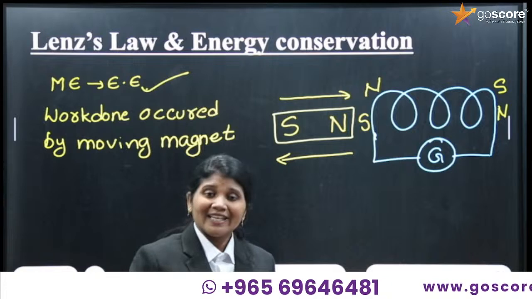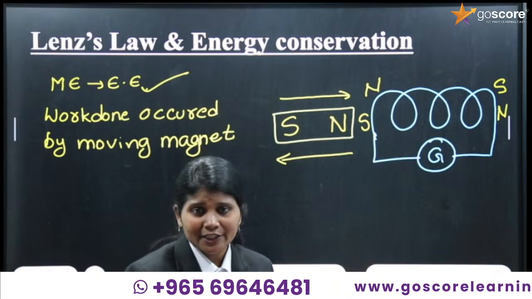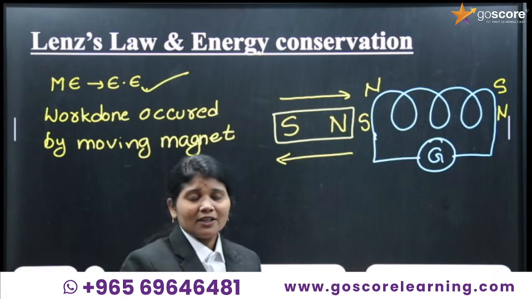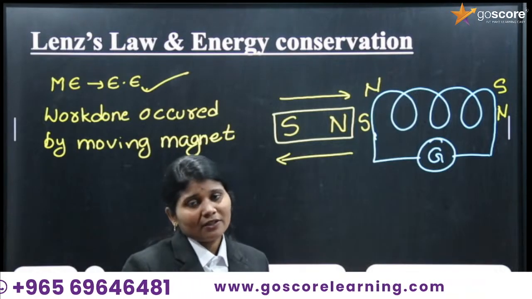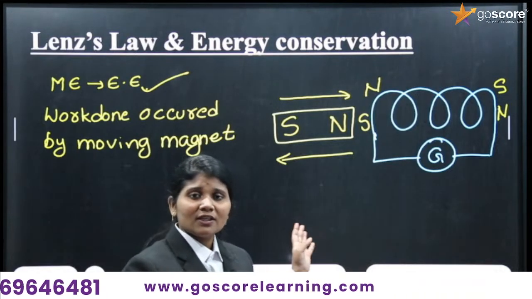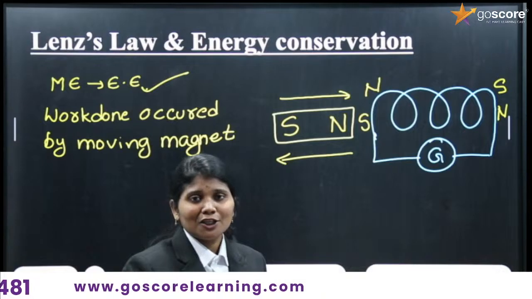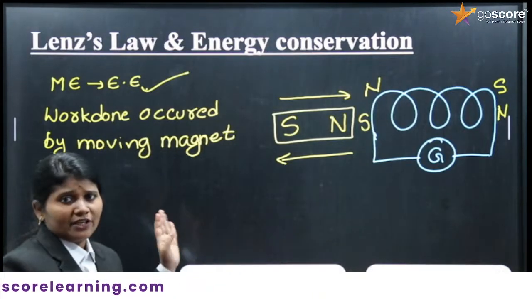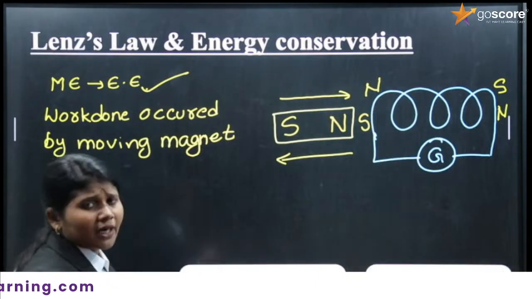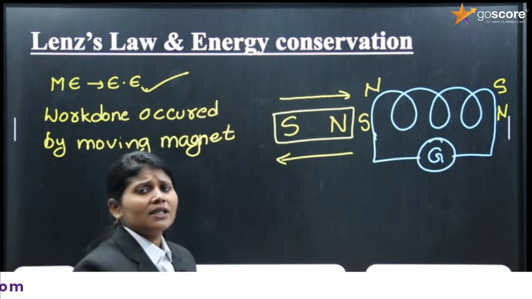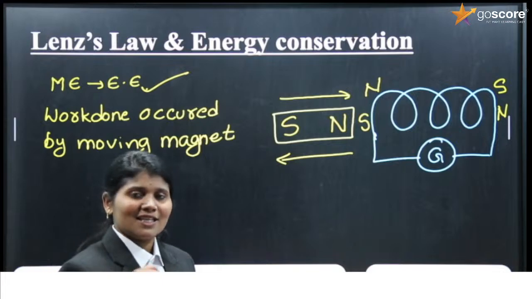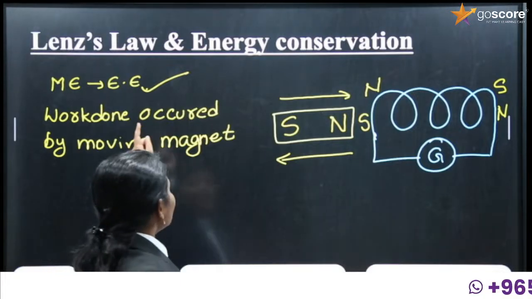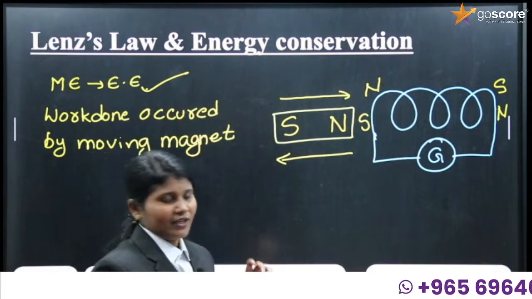We know that energy can neither be created nor be destroyed. We are converting every time from one form to another form. Here we are converting mechanical energy to electrical energy. This is the energy conservation. Every time we get mechanical energy, that mechanical energy is converted into electrical energy. This is Lenz's law of energy conservation.